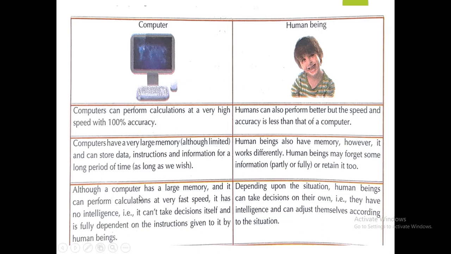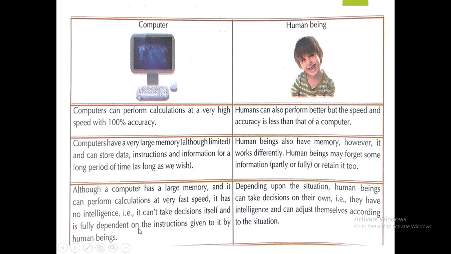Now, our computer has a large memory. It can perform calculations at very fast speed. But it has no intelligence. The computer has a large storage capacity and can perform calculations at very high speed, but it has no intelligence, that is, it cannot take decisions itself.